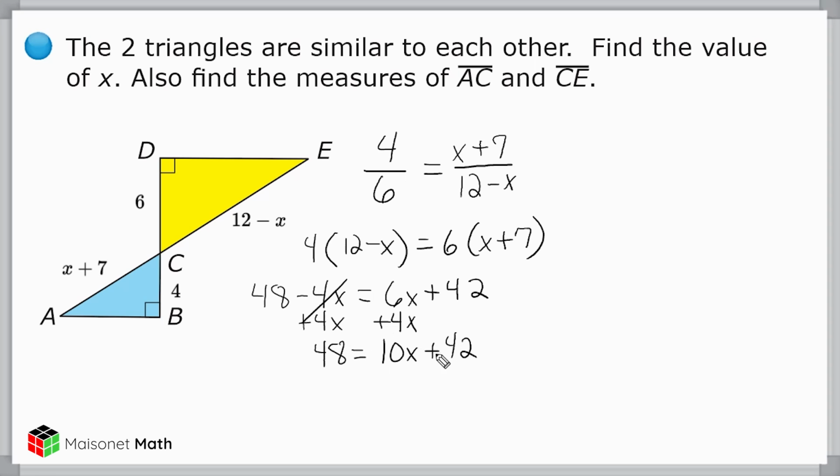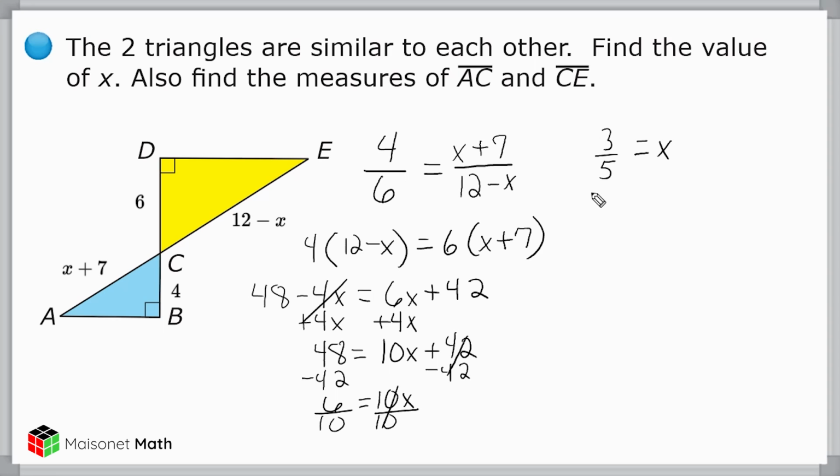Now we're going to take this 42 and subtract it from both sides, and that leaves us with 6 equals 10x, and then we divide both sides by our coefficient of x. So we divide 10 by itself, and we divide 6 by 10. All right, now 6 over 10 can be reduced to 3/5. So we can say that x is equal to 3/5, which is the same thing as 0.6 as a decimal.